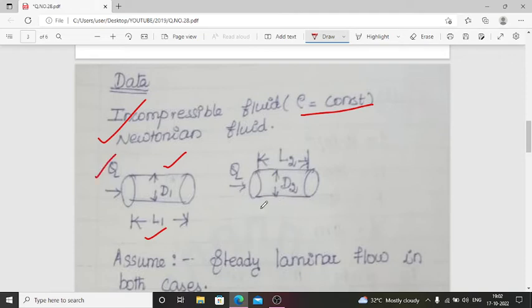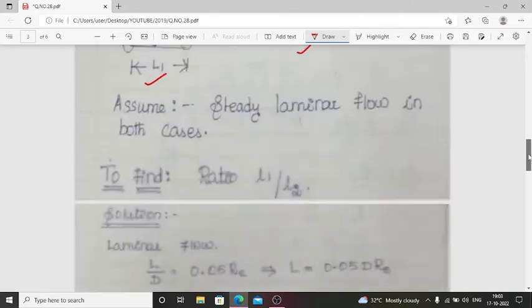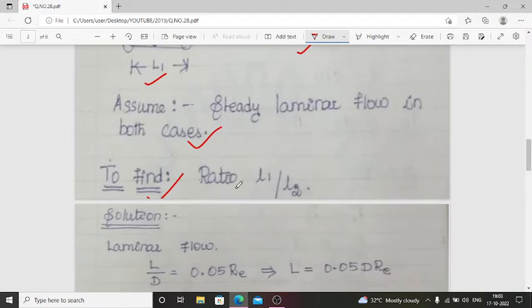So for pipe 2, length is L2, diameter is D2, and volumetric flow rate is capital Q. So the Q values in both cases are the same. Q1 is equal to Q2 is equal to capital Q. Assume steady laminar flow in both cases. The objective of this problem is to determine the ratio of L1 to L2.